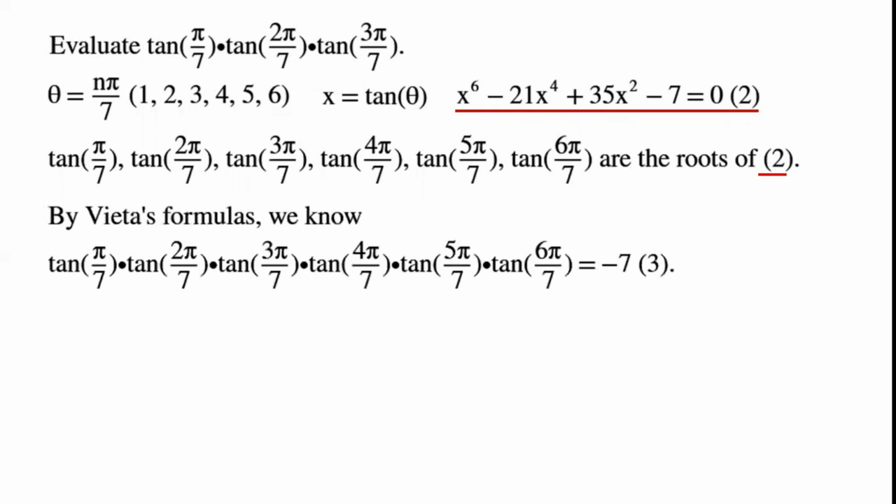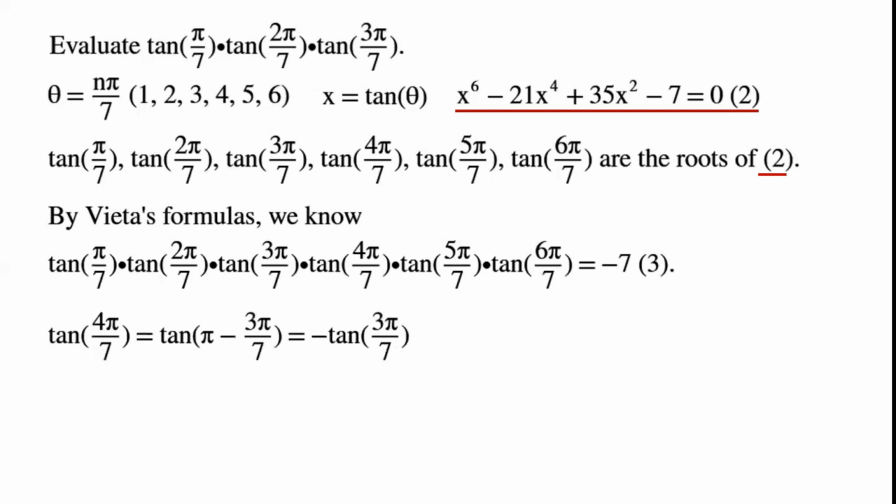By Vieta's formulas, we know that tan pi over 7 times tan 2 pi over 7 times tan 3 pi over 7 times tan 4 pi over 7 times tan 5 pi over 7 times tan 6 pi over 7 equals minus 7.